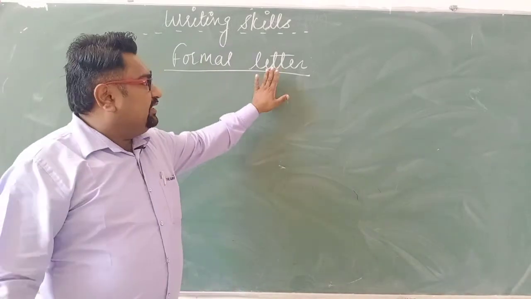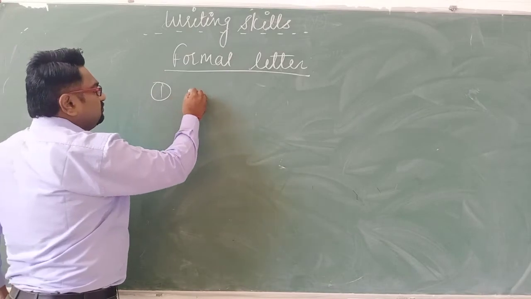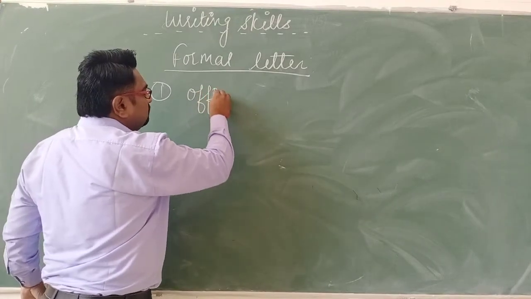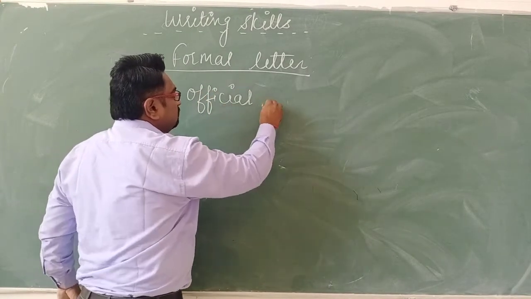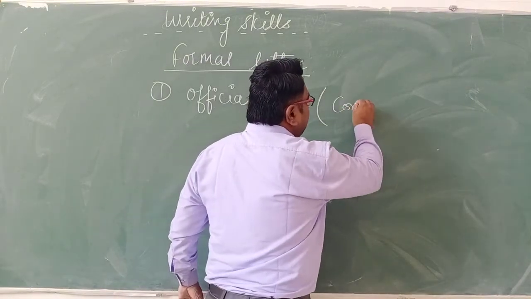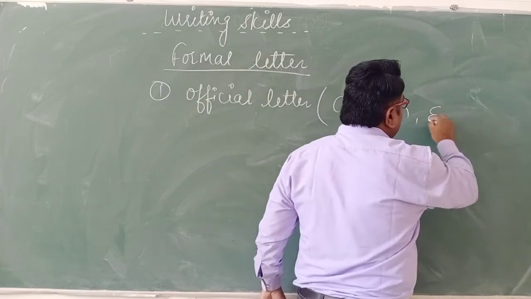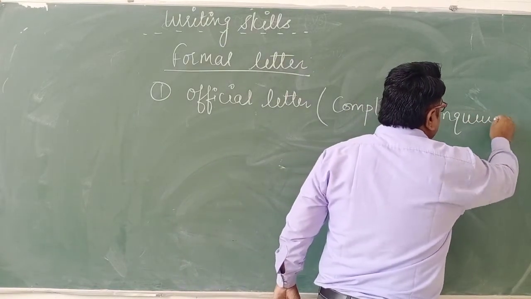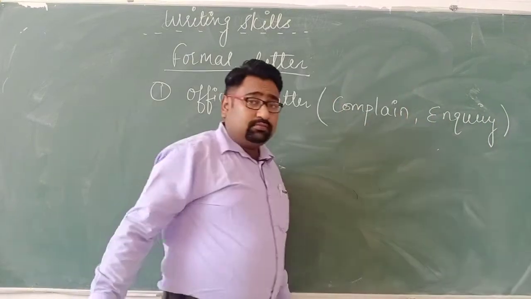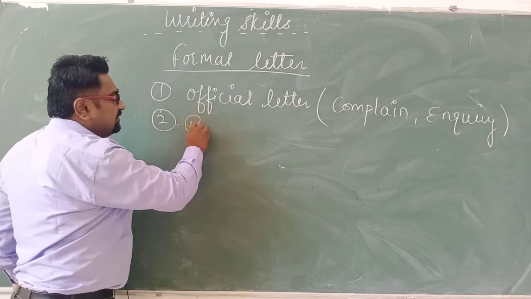Formal letters, basically these are divided into four parts. The first one is official letter. Official letter, it means including complaint letter, okay, inquiry letter, etc.